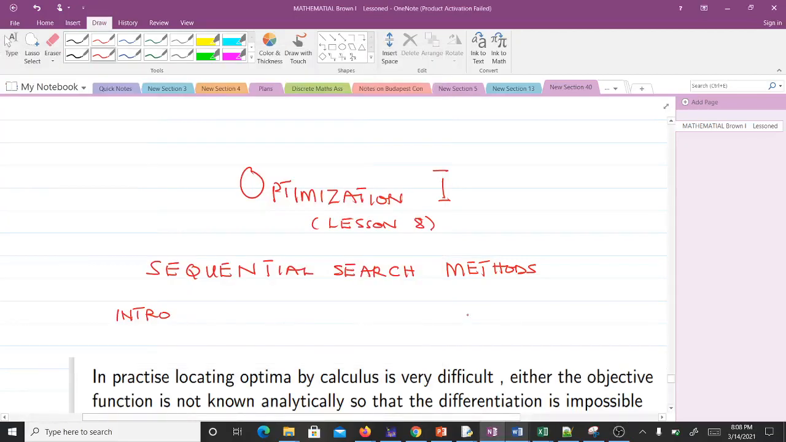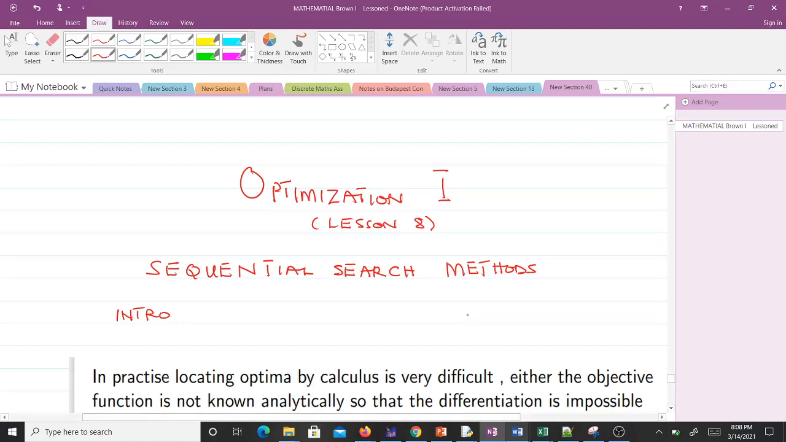So, hello and welcome to lesson 8 in our study of optimization 1. In this video, we are going to be introduced to sequential search methods and also go through the 3-point search method.